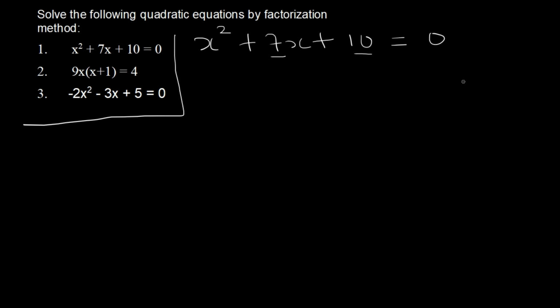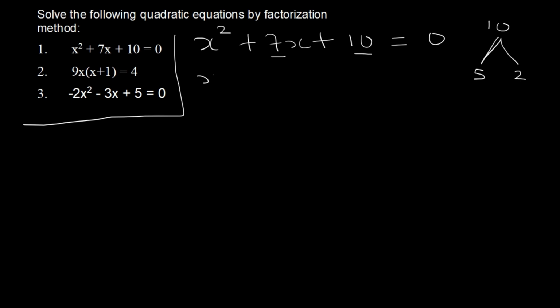So we are going to look for two values that will multiply themselves to give us 10. And those two values, if they are added up, the result should be 7. So what are the two values? So we have 5 and we have 2. 5 times 2 is 10 and 5 plus 2 is 7.